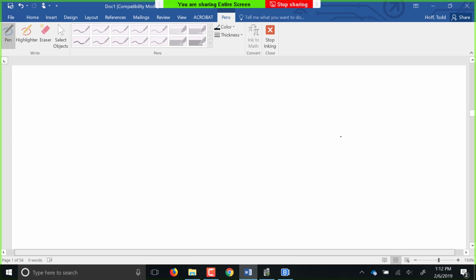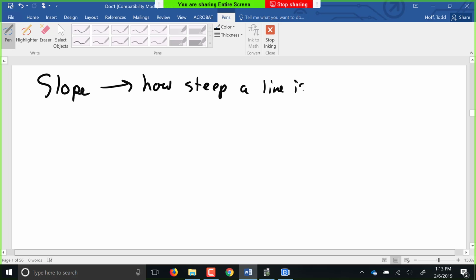The other concept we talked about at the beginning here as we were graphing these lines, we brought up the word slope. And we said slope describes how steep or shallow a line is, that is, what angle it goes across the graph. And we'd even mentioned a formula, slope equals rise over run.